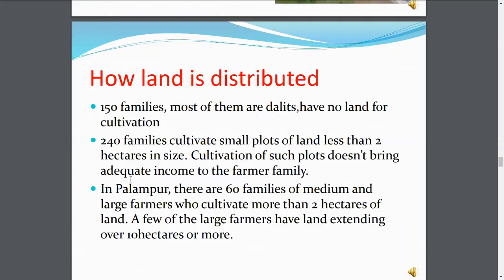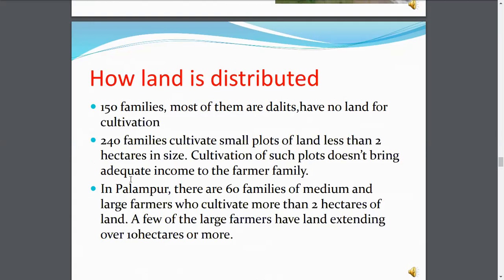How is land distributed? Now here in Palampur, how are the lands distributed? Okay. For example, there are 150 families, most of them Dalits, and they have no land for cultivation. What they do is cultivate on somebody else's land. They work as laborers over there. Okay. Then next are 240 families who cultivate small plots of land, less than 2 hectares in size.